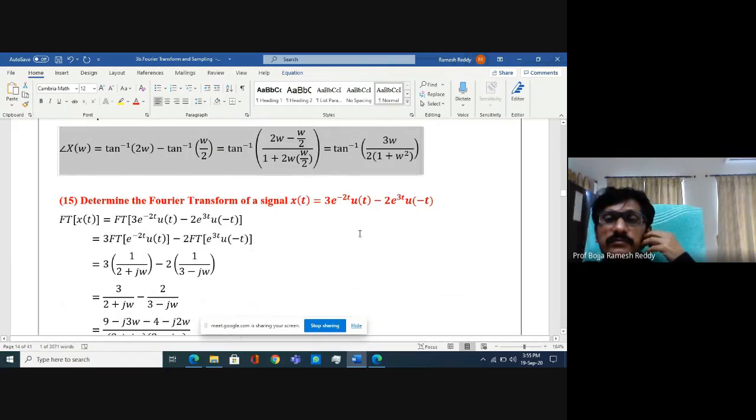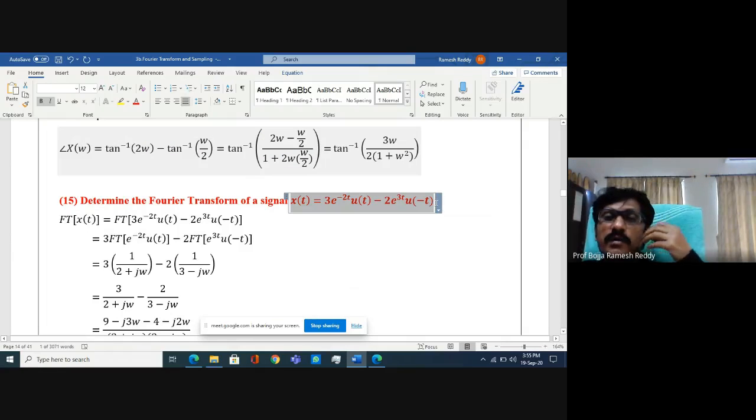Another example. Evaluate the frequency domain of 3e^(-2t)u(t) minus 2e^(3t)u(-t). Repeat the procedure with the Fourier transform. 3 is a constant, 2 is a constant. The frequency domain of e^(-2t)u(t) is 1/(2 + jω). For the other term, it is 1/(3 - jω); this one is a decaying exponential, and that one is a rising exponential.